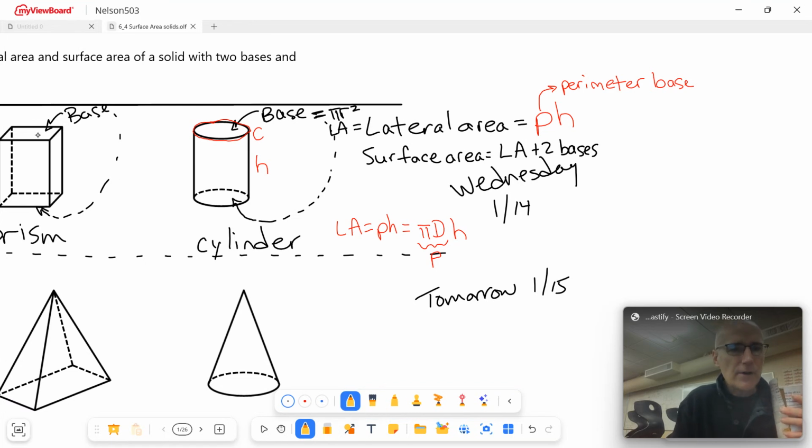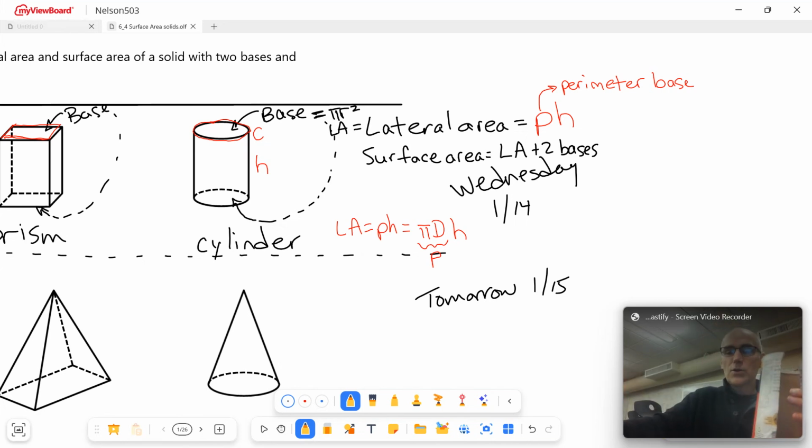But will it matter if the base has 4 sides or 6 sides or 10 sides or whatever? Well, it does matter, because if you had more than 4 sides, you'll add up 6 sides or 10 sides. Like this one right here has 8 sides for its base. So you're going to get the perimeter of the base, and then you're going to multiply it by the height. Guys, that's just the sides.